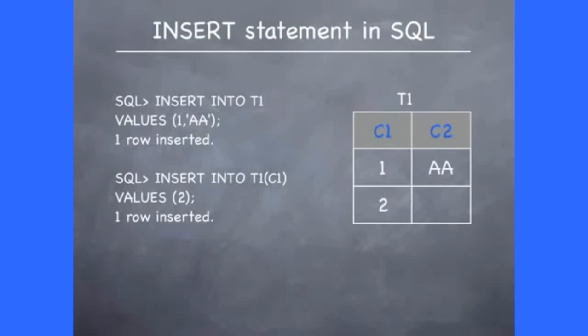The first insert statement, insert into T1 values 1, AA, passes values for every column explicitly. The second example, which is an insert statement, insert into T1 for column C1 values 2, inserts a row by passing a value only for the column called C1. The column C2 will automatically take a null value.